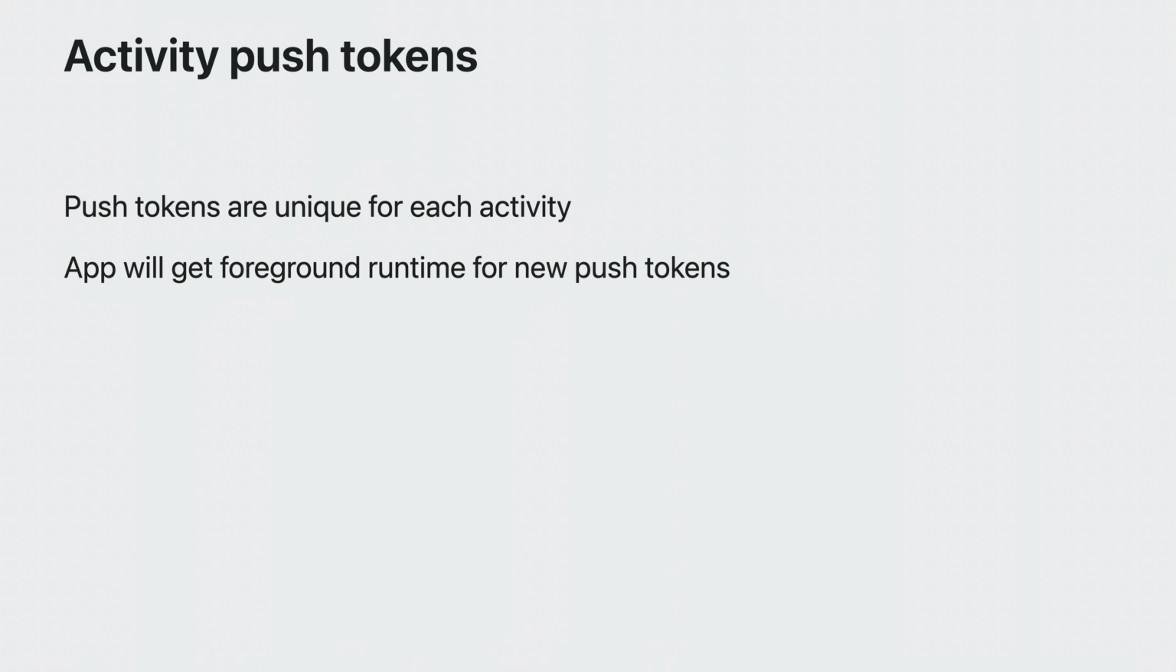Push tokens are unique for each activity, so it's important to keep track of them for each live activity the user starts. Also, when the system requests a new push token for an existing activity, your app will be given foreground runtime to handle it accordingly. It's important to send the new push token to your server and invalidate the old one, so subsequent push updates are sent correctly. Now that the preparations are complete, it's time to send your first push update.